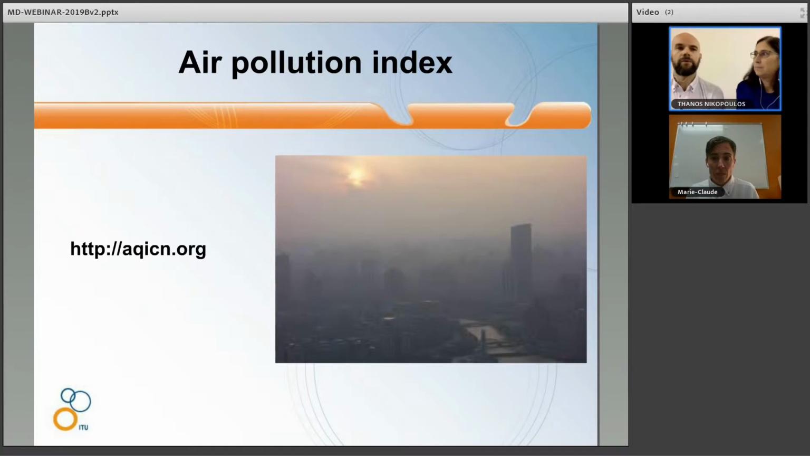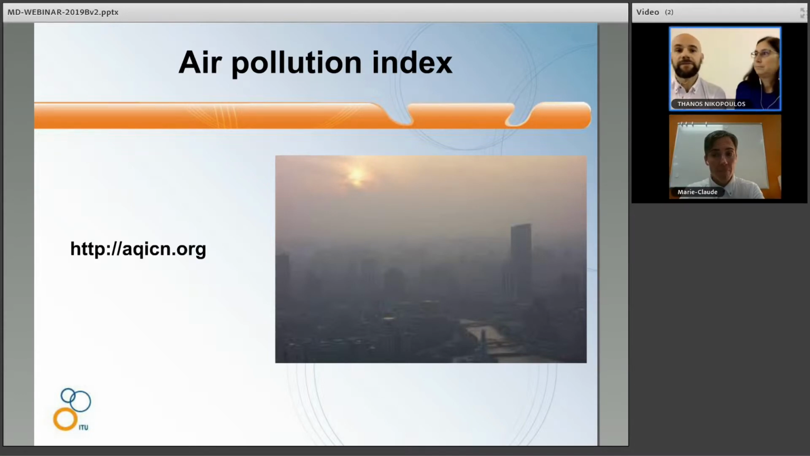One more environmental factor that affects our event a lot nowadays is air pollution. There are international standards, and there is an international index that is applied across the world. You can find the link of the website where you can see the index that exists right now in all the cities around the world.